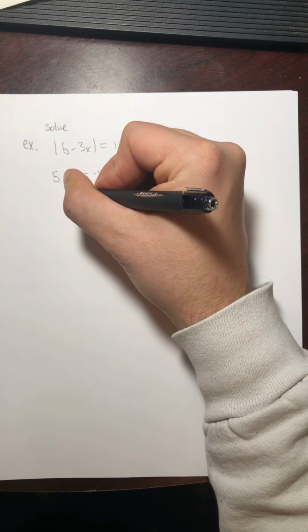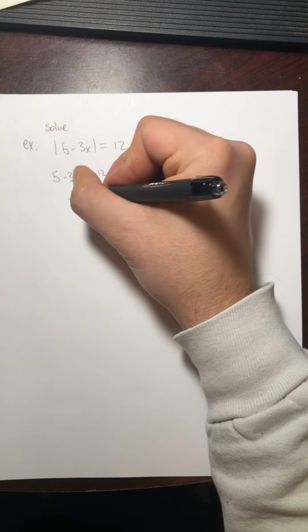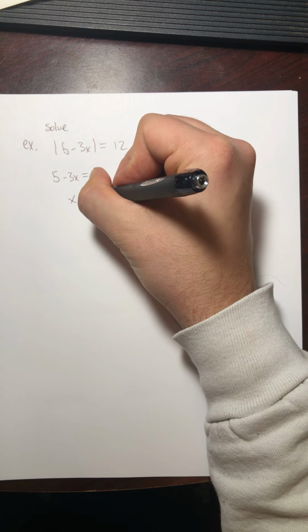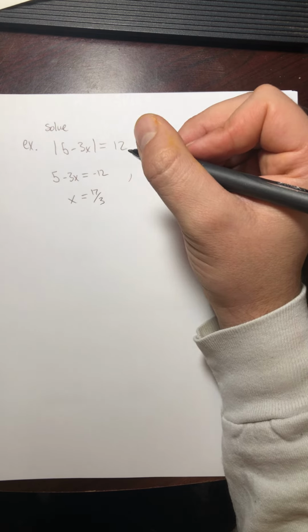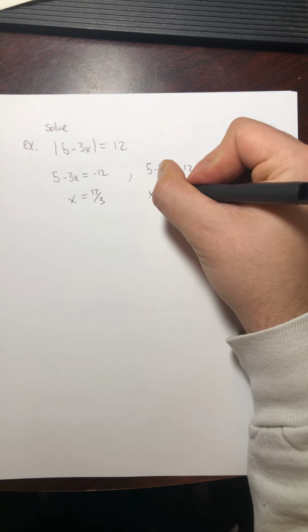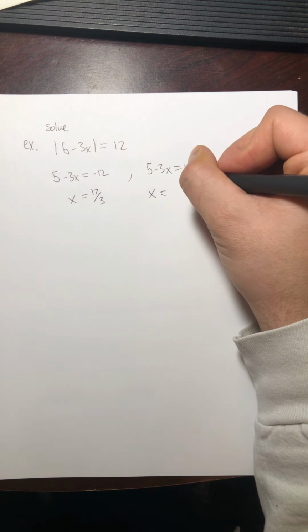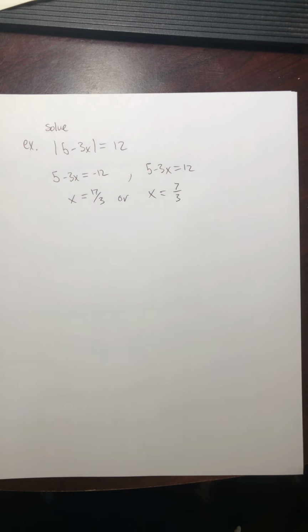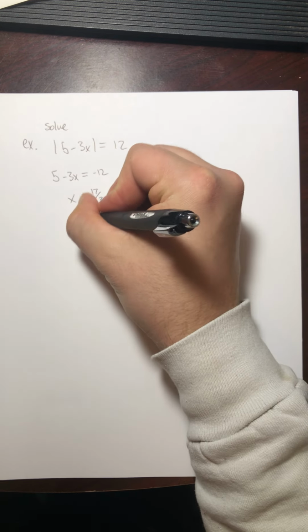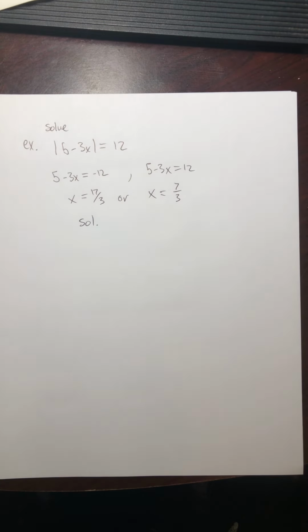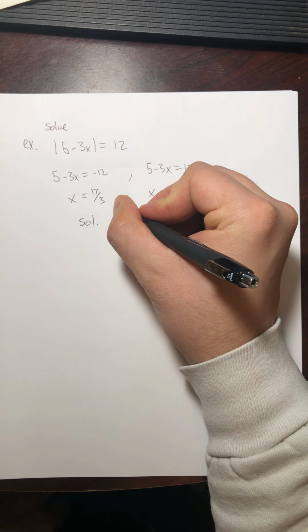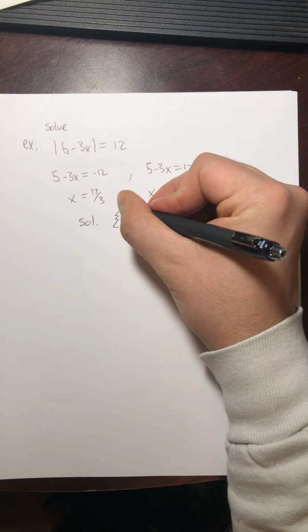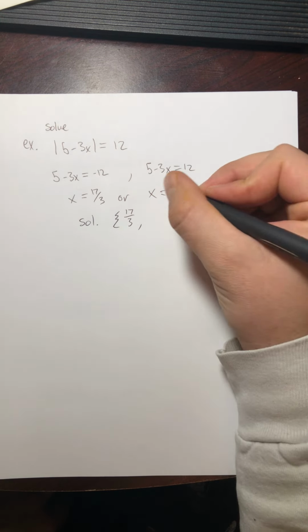And over here, we end up with x equals 17 over 3 after subtracting 5 and dividing by negative 3. And here, we end up with x equals negative 7 over 3. Now, this is a finite solution set, so we don't need to use set union. We would just use set builder notation since we just have a finite set.